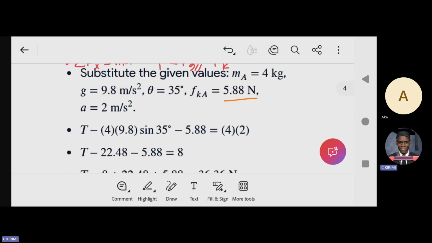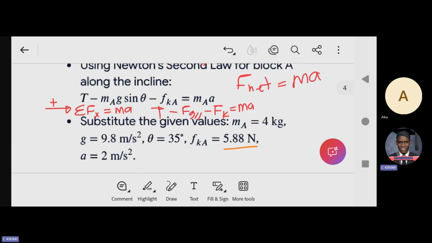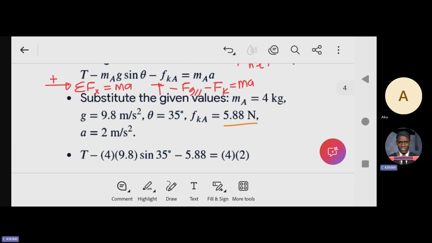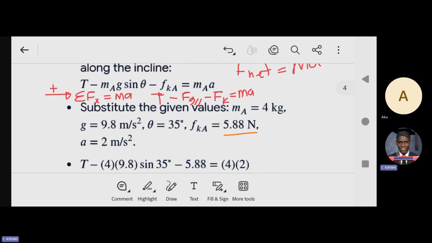All right, let's check. Here we are just putting T. What is our T? We don't know it. So you just replace everything. T minus, the mass for block A is 4, and the mass is 6. Then the acceleration: 9.8 sine 35 minus the frictional force is equal to mass times acceleration for block A. Then you just push everything to the other side. So solve now, you tell me what you are getting.